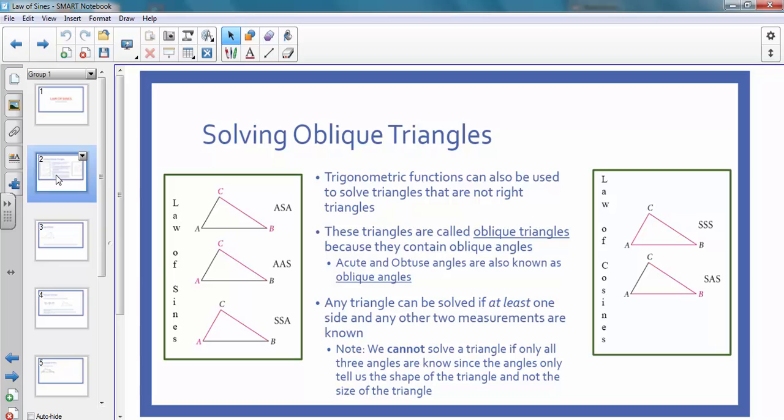So looking at the pictures I have on the left and the right side, on the left side we have the law of sines, and using the law of sines, if we know angle, side, angle, angle, angle, side, or side, side, angle, we can use the law of sines to find the other sides and the other angles of our triangle. Using the law of cosines, we can solve a side, side, side, or a side, angle, side triangle. Note that we cannot solve a triangle if only all three angles are known, since the angles only tell us the shape of the triangle and not the size of the triangle.